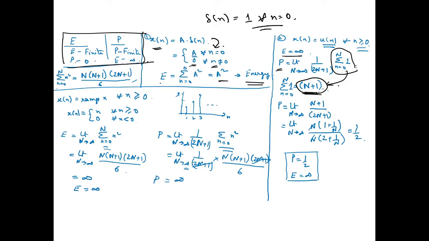Now let us put it in this equation. Limit N tending to infinity, N plus 1 divided by 2N plus 1. If you take N common from here, this N cancels out, and putting infinity, 1 by infinity is 0, so we get power equals half. So power equals half, energy equals infinity, so it is a power signal.